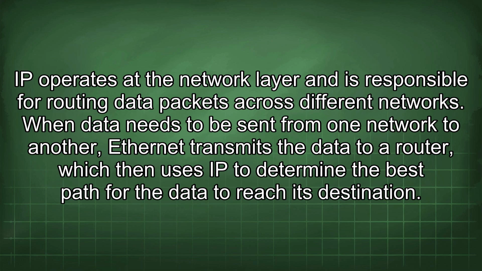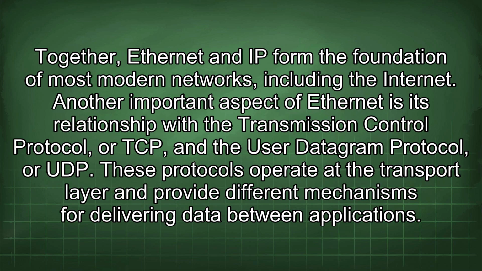When data needs to be sent from one network to another, Ethernet transmits the data to a router, which then uses IP to determine the best path for the data to reach its destination. Together, Ethernet and IP form the foundation of most modern networks, including the Internet.